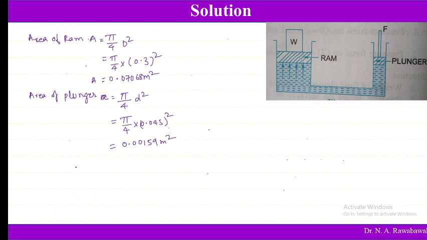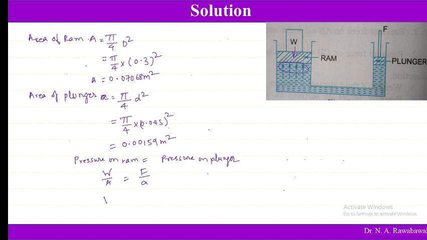So now the pressure on the ram side is equal to the pressure on the plunger. The pressure is given by W divided by A. W is the weight on the ram side, which is acting in the downward direction, and the cross sectional area is circular. So W divided by A is equal to the force acting on the plunger, force F divided by small a.